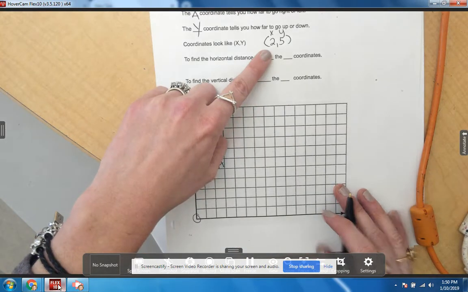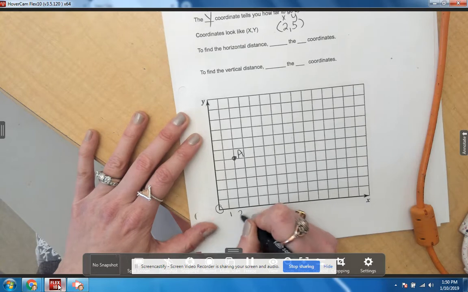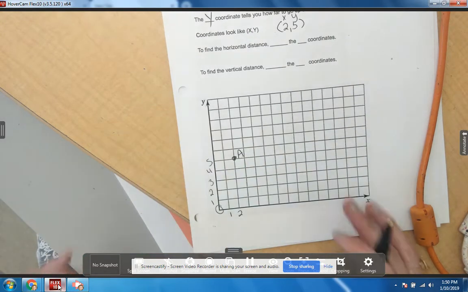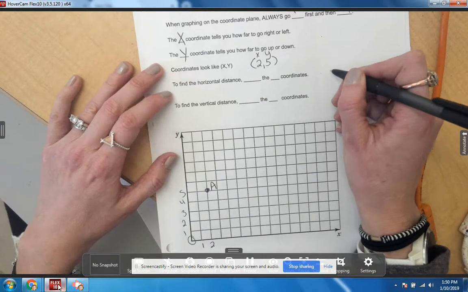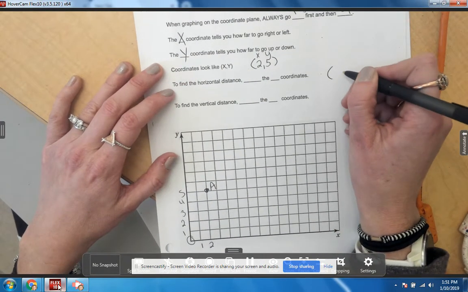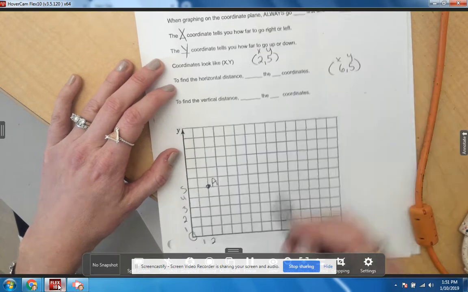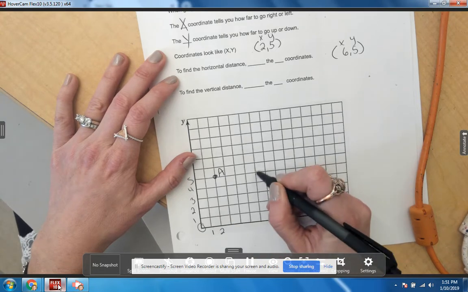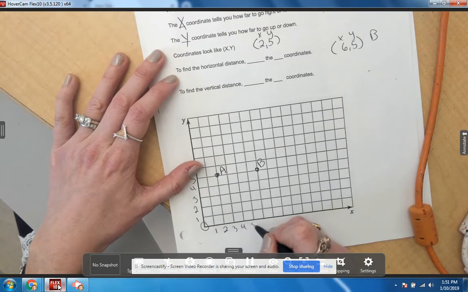So for this example, 2, 5, start at the origin. I counted over 2 lines and then up 5. 1, 2, 3, 4, 5. So you can write out some of the numbers too if that helps. Okay? To find horizontal distance, let's say, for example, I have another one. Let's say we have 6, 5. Okay? So I'm going to go over 6. So 1, 2, 3, 4, 5, 6. Up 5. 1, 2, 3, 4, 5. I'll call this point B.